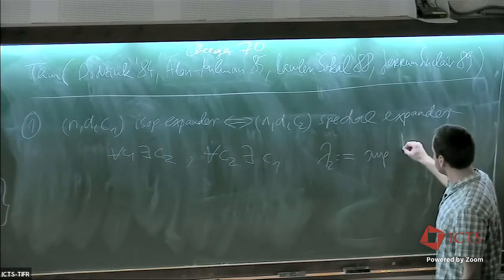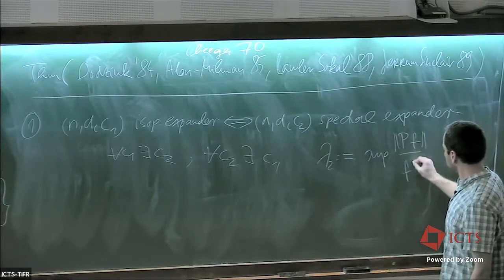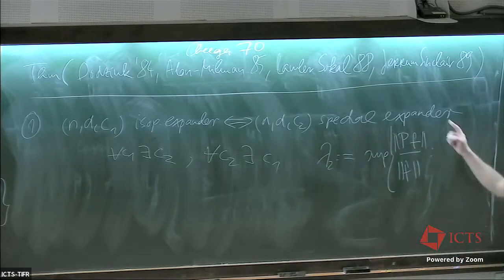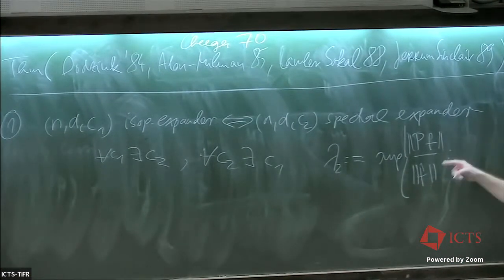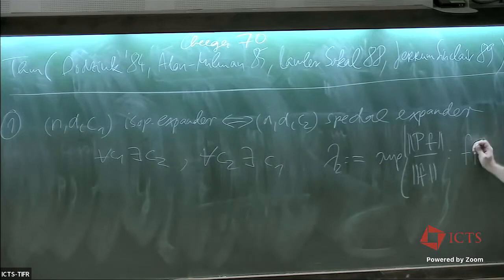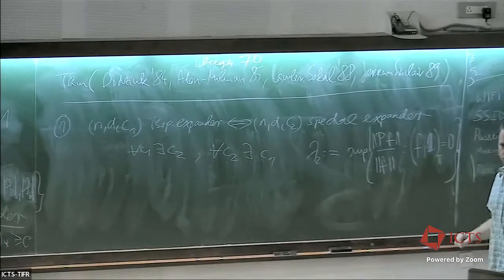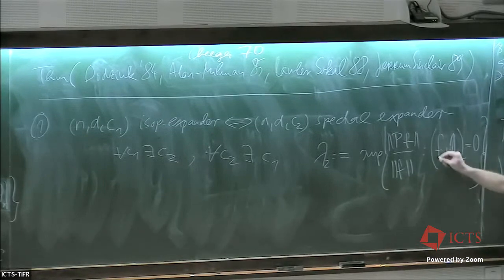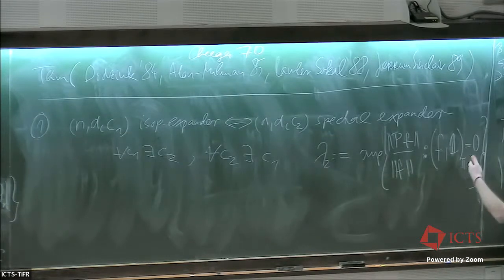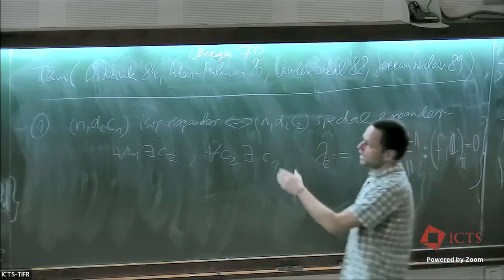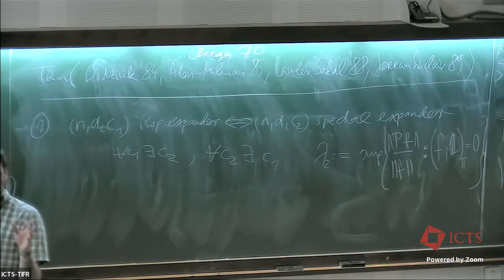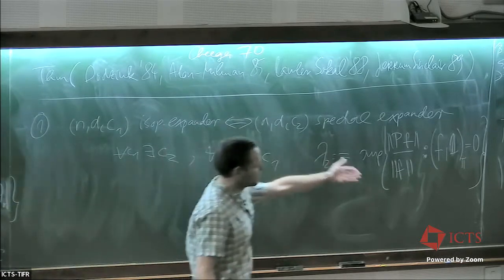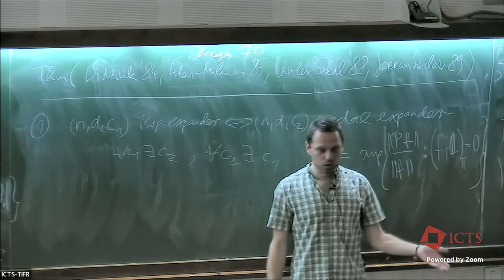So lambda 2 is the supremum of the ratio of Pf with f over f with f, but only for the functions that are orthogonal to the first eigenspace. You have to be orthogonal to the constant functions, so you have to do everything in the orthogonal complement of the constant functions. For instance, if I have a set with bad boundary, I have to produce a function which is orthogonal to the constant functions and shows that this is bad.